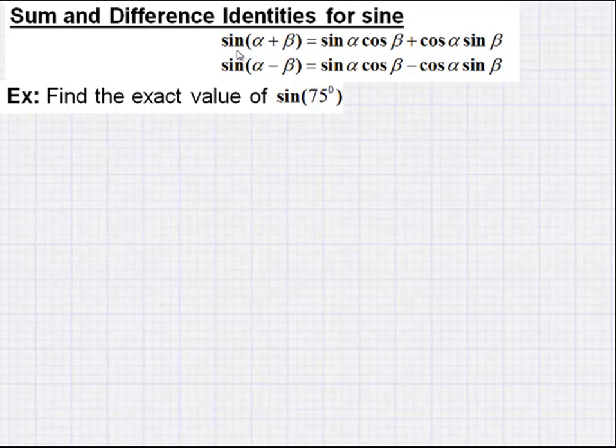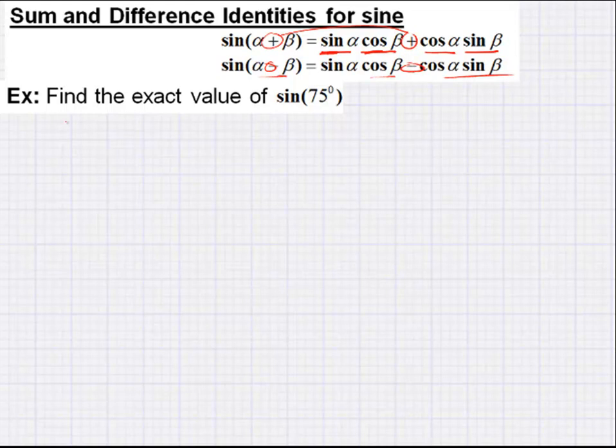So here are the sum and difference identities for sine. If I want to take the sine of a sum, I should take the sine of alpha times the cosine of beta plus the cosine of alpha times the sine of beta. This looks somewhat similar to the sum identity for cosine, but there is a major difference. I'm multiplying different functions, as opposed to cosine and cosine, and also a sum stays a sum. Same thing for a difference, it stays a difference, but the pattern is very similar.